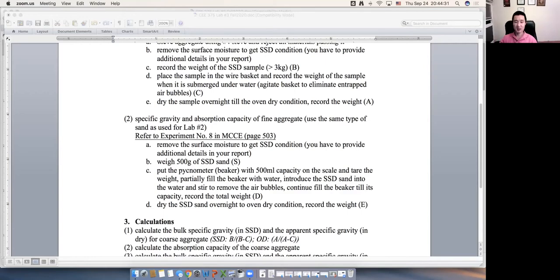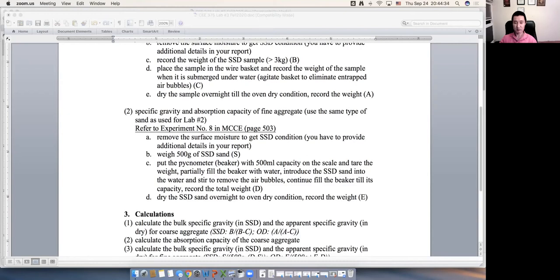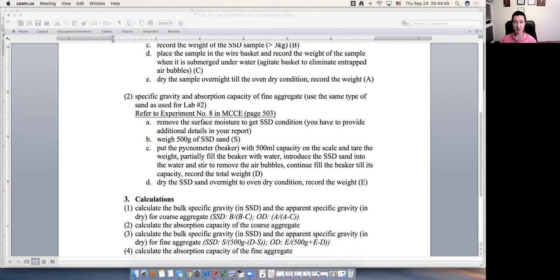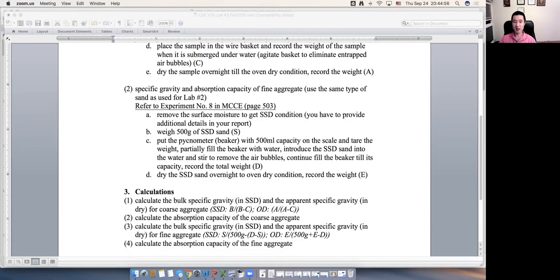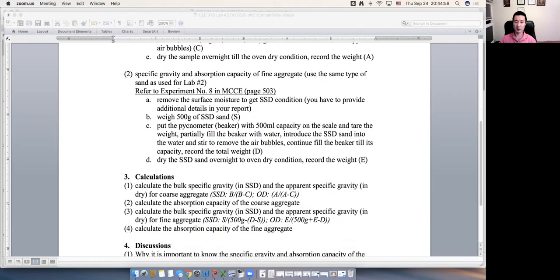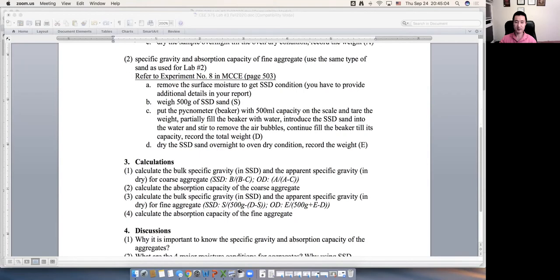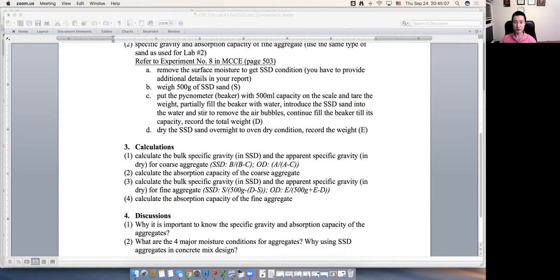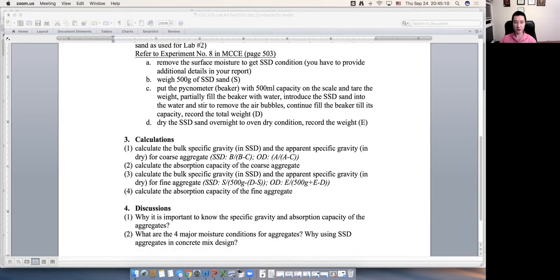Then we measure the weight of the SSD sand, and also the weight of the pycnometer together with the sand and the water. Then we dump everything into a container and oven dry the sand in the oven, so we get another weight, E. Based on these 3 numbers, we can calculate specific gravity and absorption capacity for the sand. Here are the equations. You can just go ahead and use them.